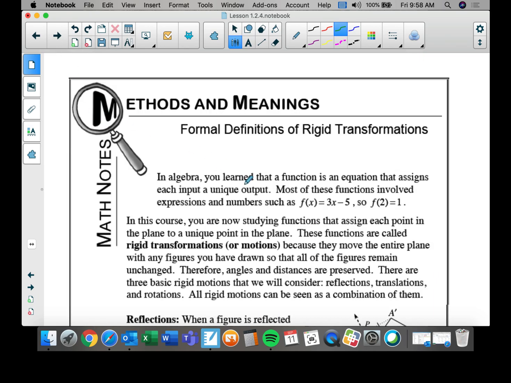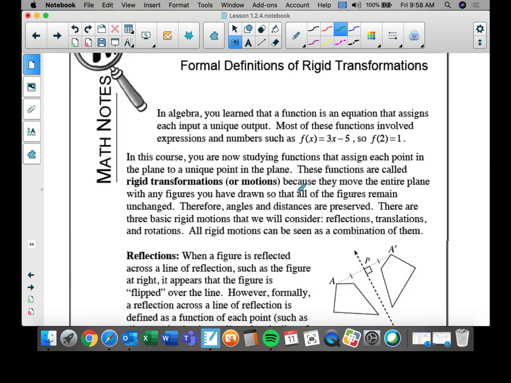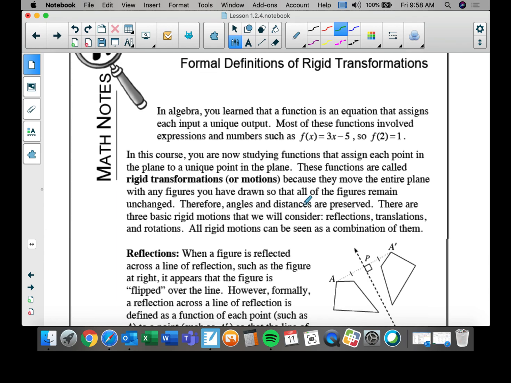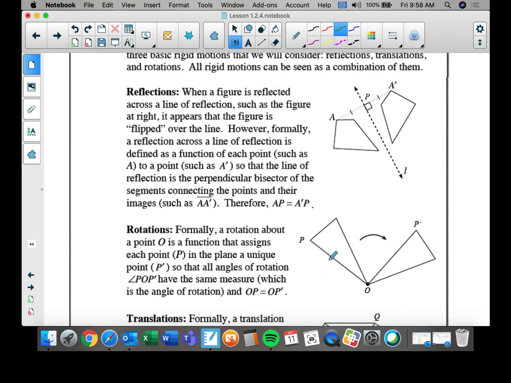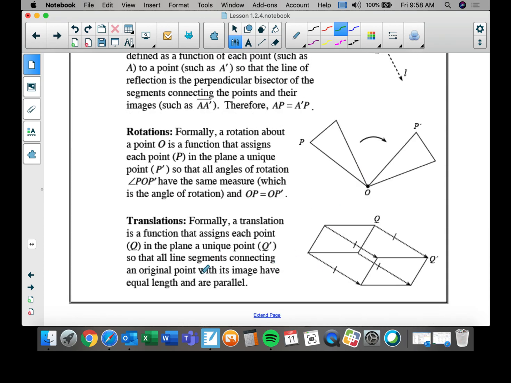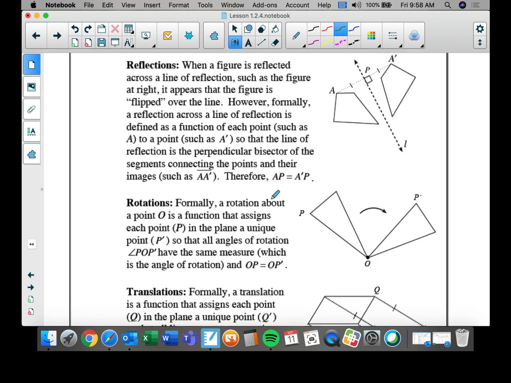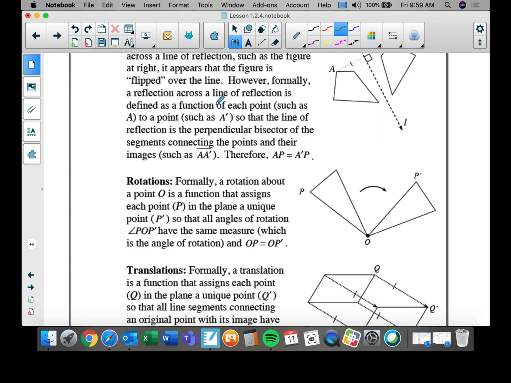Other than that, the only thing left is our math notes box. What this basically does, you can look through it, I'm not going to explain it too much, but it is a summary. Here's a summary of reflections and what that looks like. Here's a summary of rotations and what that looks like. And here's a summary of translations. Biggest thing I'll tell you, reflections, you take a shape and you reflect it over a line with the same distance, making sure that the distance is the same from each point to that line of reflection. So reflections are flipped over a line.